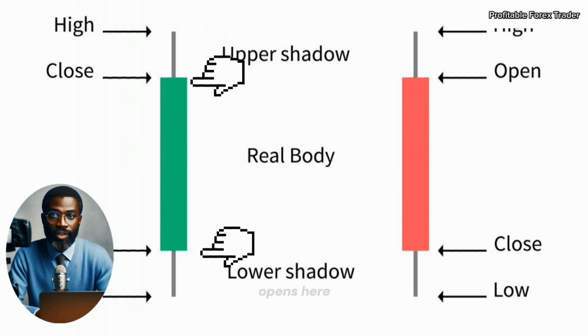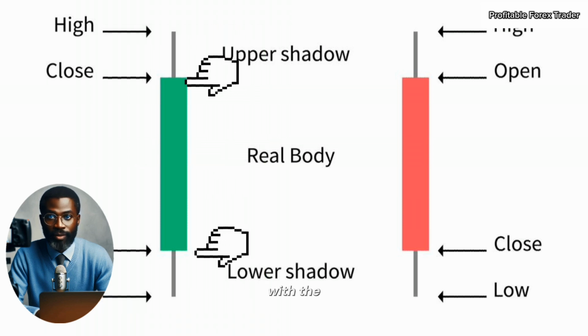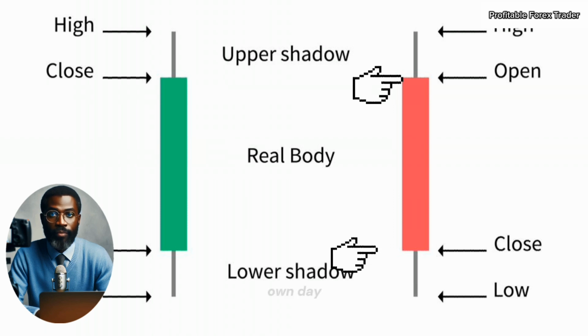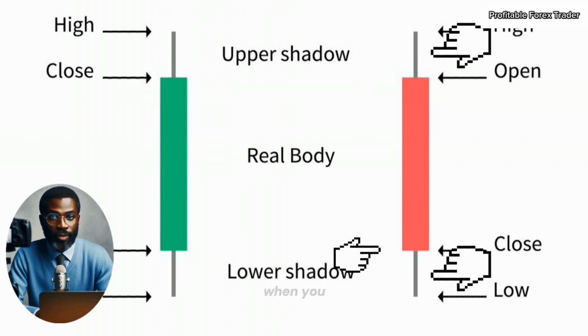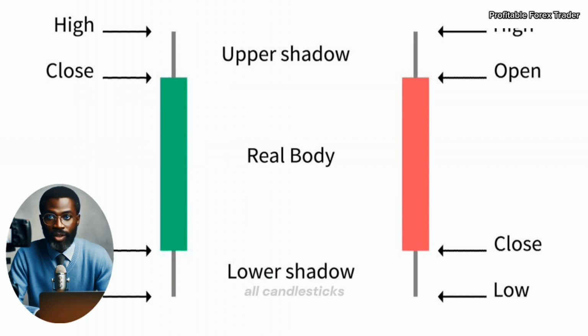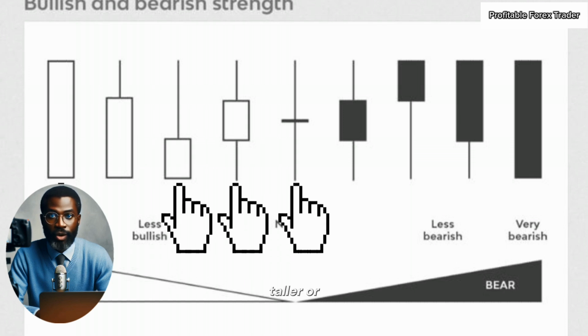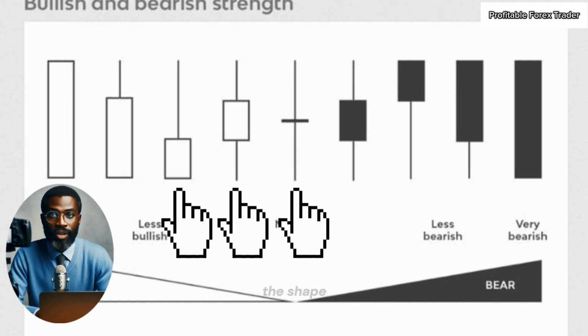A bullish candle opens here and closes there, with the day high and day low represented by the shadows. A bearish candle opens here, closes lower, with its own day high and day low. When you look at charts, you'll notice that not all candlesticks look the same. Some are thicker, thinner, taller, or shorter, and these variations are in the shape of the body.